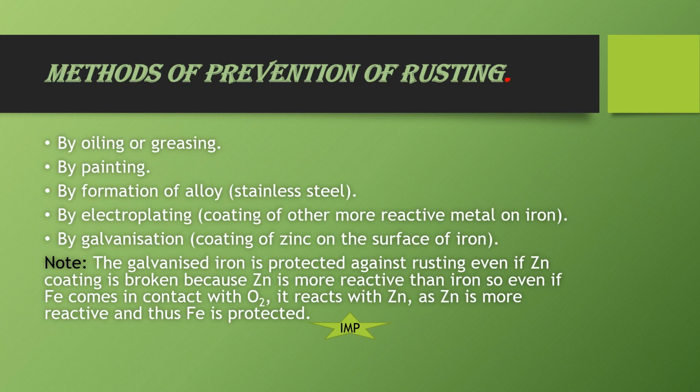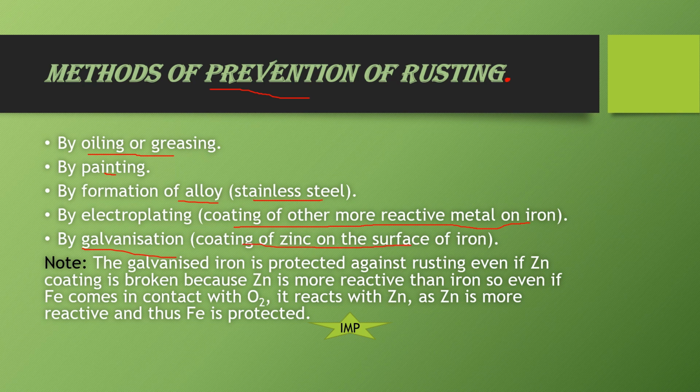Now the next is methods of prevention of rusting. The first method is by oiling or greasing, second by painting. Now by oiling, greasing or painting, the layer of oil, grease or paint protects the metal from the environmental oxygen. Now third is by formation of alloy. Alloy is the homogeneous mixture of two or more metals and it is rust proof. For example, stainless steel. Now by electroplating, coating of other more reactive metal on the iron object is called electroplating. By galvanization, coating of zinc on the surface of iron is called galvanization.